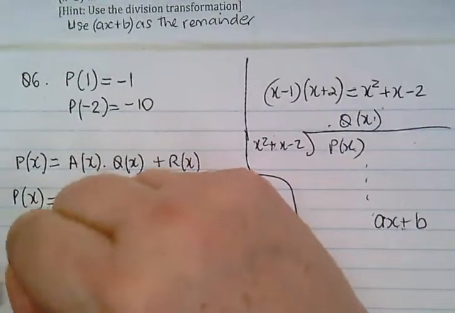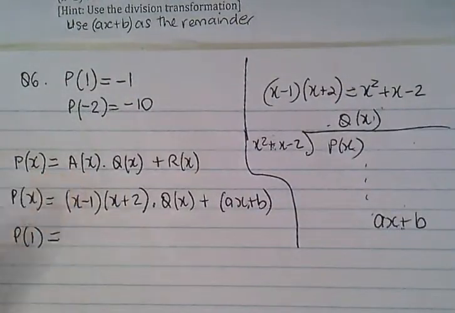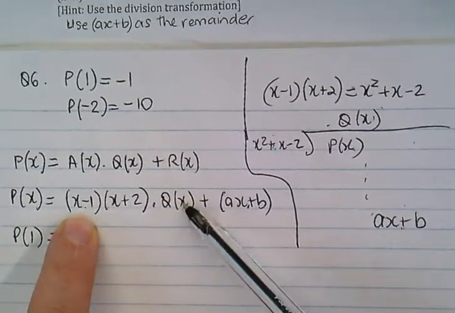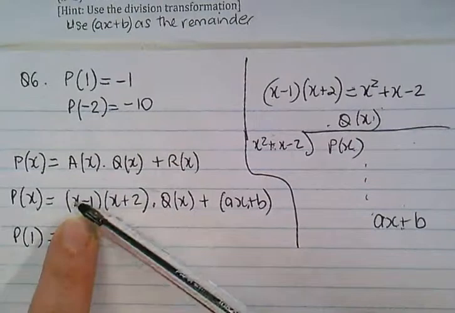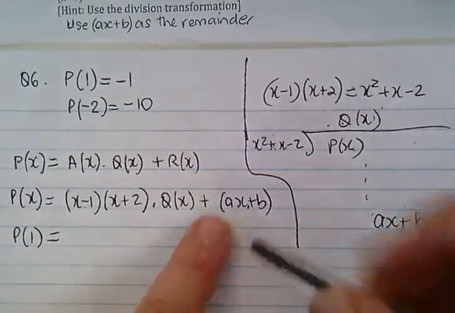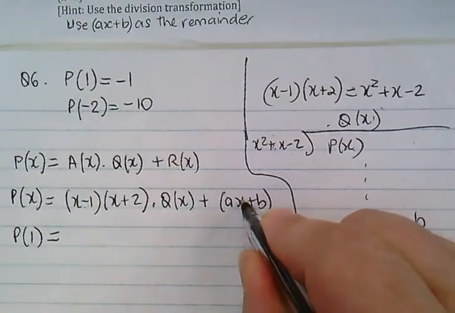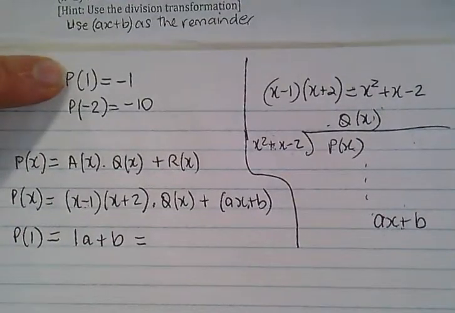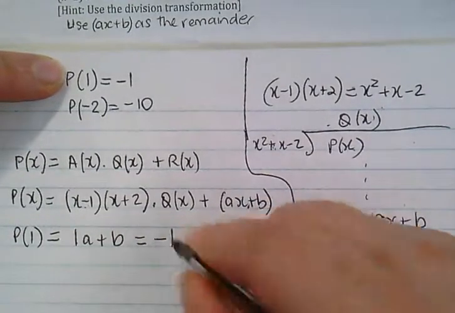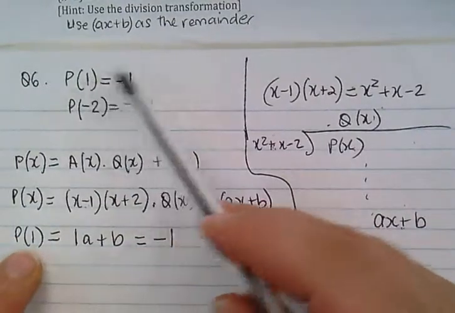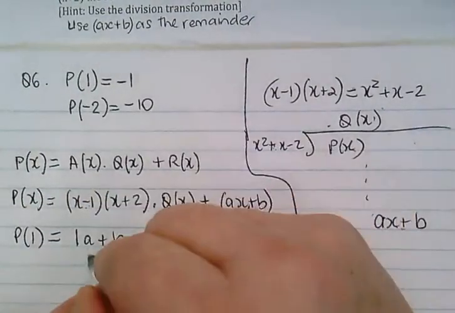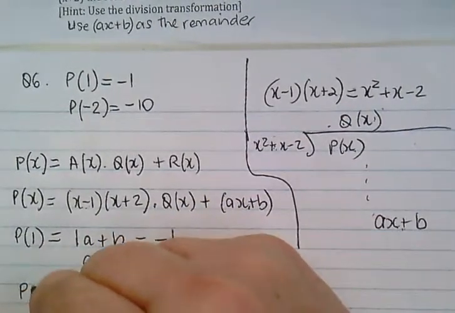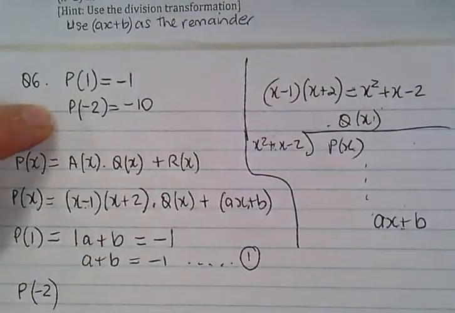Okay? So now that I've got that, I use the information from the question, which was that p of 1 is negative 1. So now I substitute p of 1 in this. And look, girls, it's not going to be hard, because when you substitute p of 1, you get 0 here. It doesn't even matter what q(x) is. That wipes that whole thing out. I get 0 plus what? I get 1a plus b. Now, what's the remainder when I divide by x minus 1? It's negative 1. So I've got a plus b is negative 1. That is equation 1.